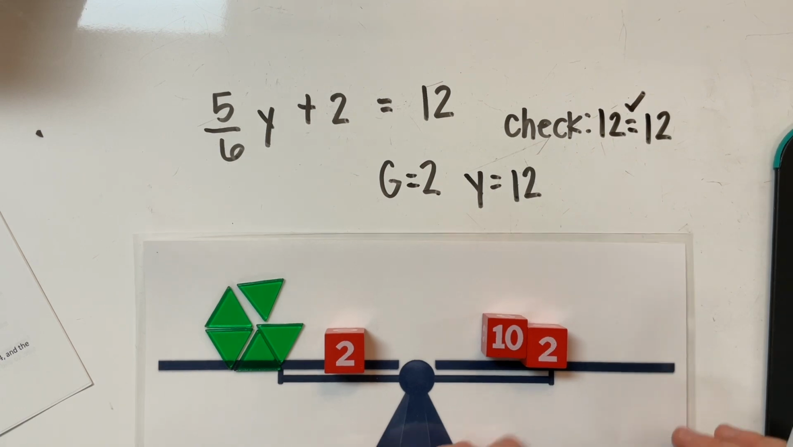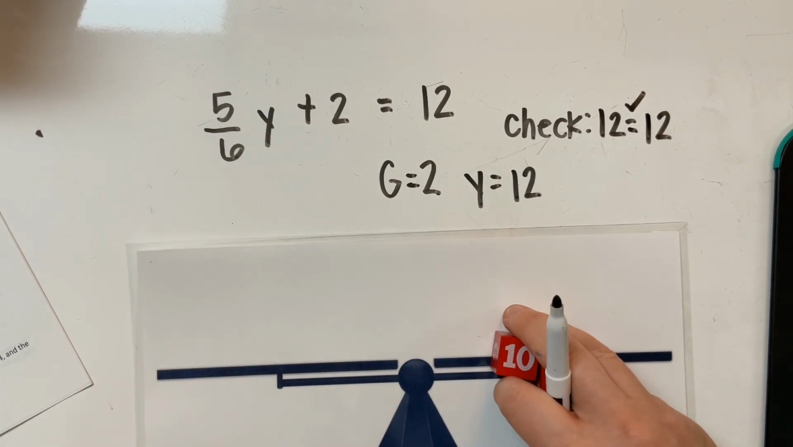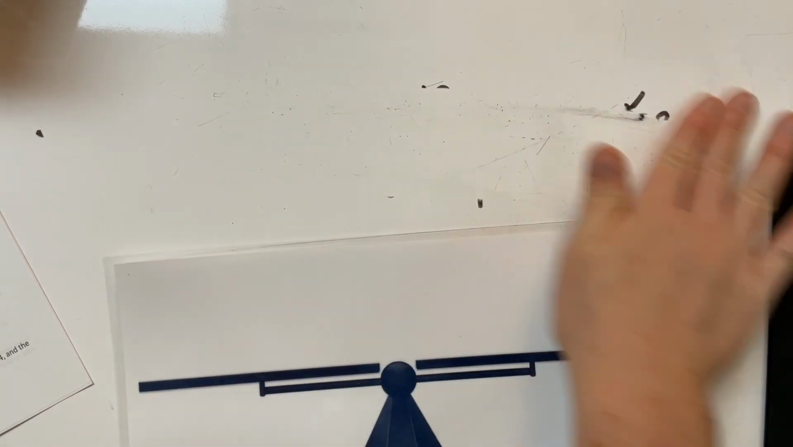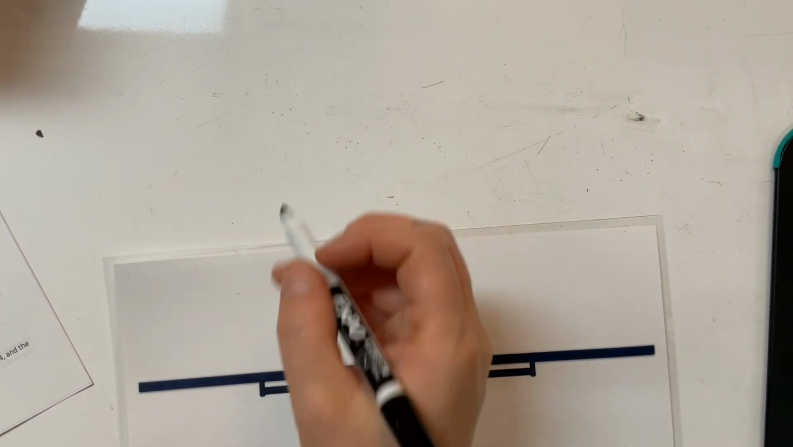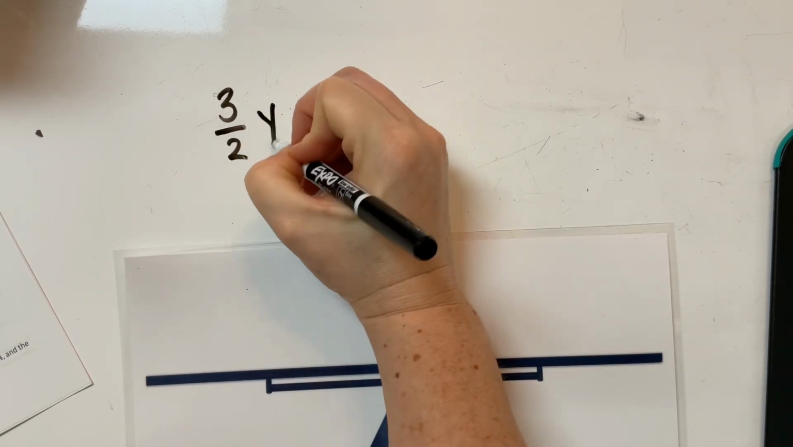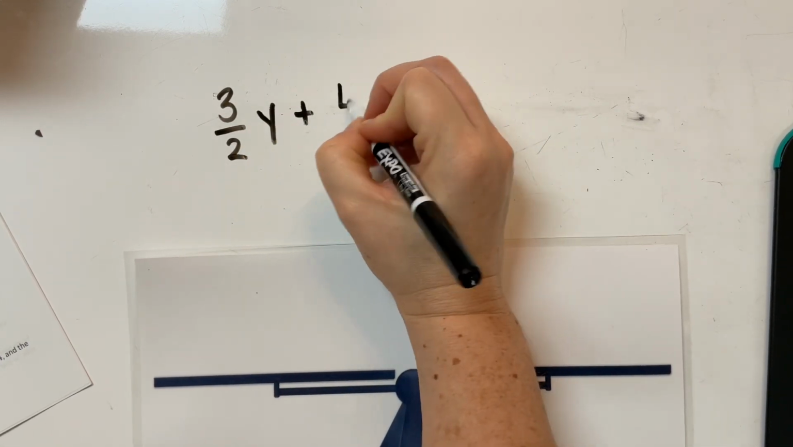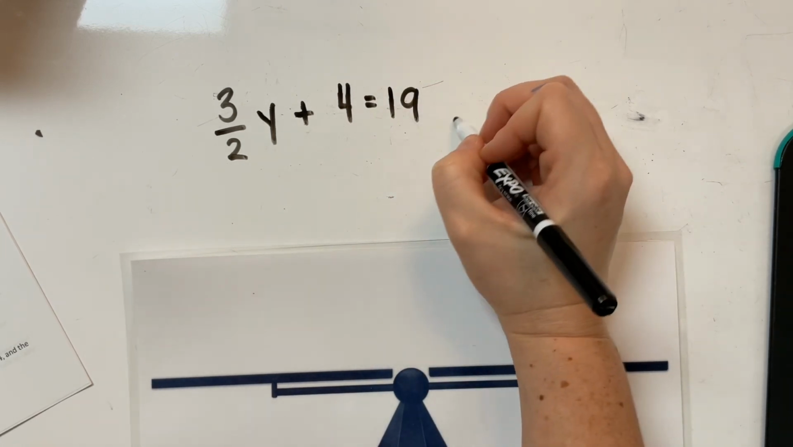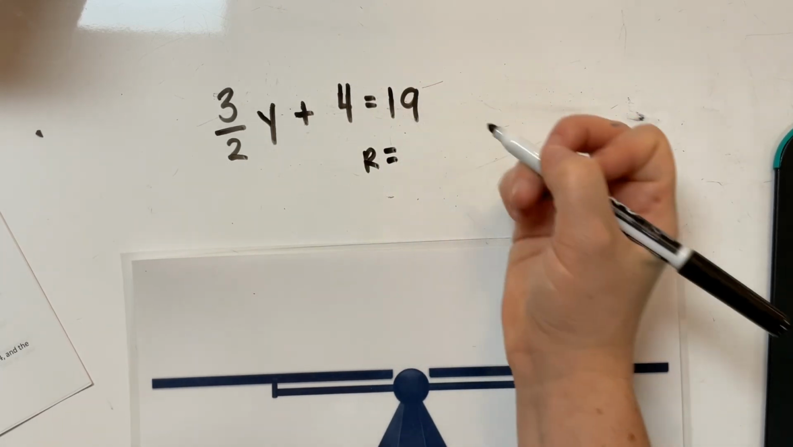Good job. All right, let's try one more. So for this one, we're going to do 3/2 y plus 4 equals 19. And I want to know what r equals.